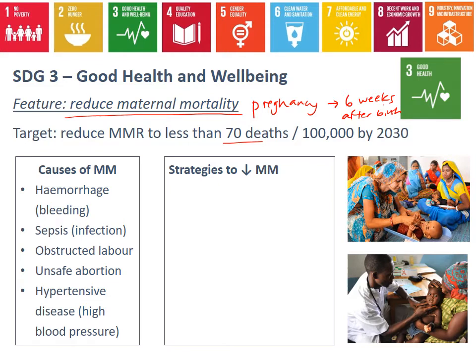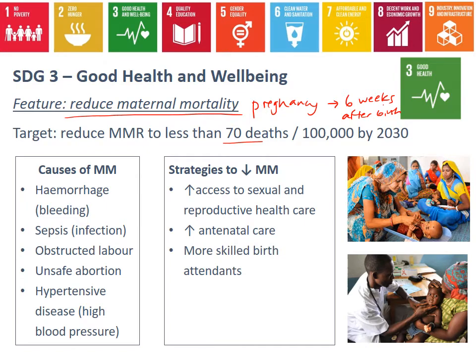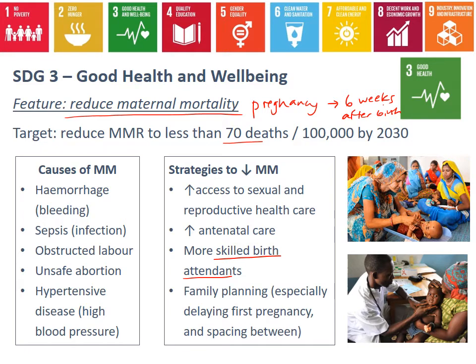Some of the strategies that can decrease this are things like access to sexual and reproductive health care, which we've already mentioned, antenatal care, so specifically care during pregnancy, having skilled birth attendants. Okay, so that's having someone like a midwife or a nurse or a doctor available during the childbirth. And also family planning. That links obviously a lot to this kind of healthcare, but particularly the focus in family planning is around delaying the age of first pregnancy.